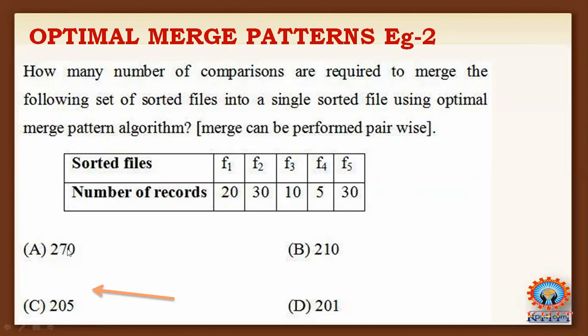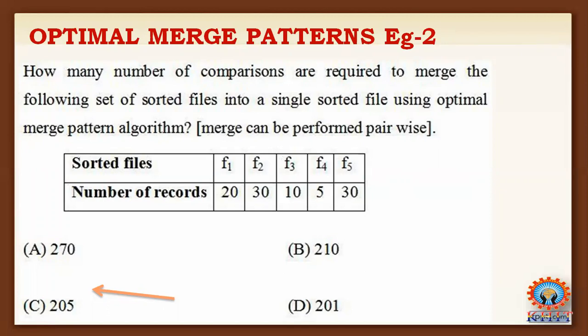270 produces a wrong answer without greedy, and 210 with greedy also produces the wrong answer. We will get the optimal solution: 205 comparisons are required if we apply the optimal binary merge pattern technique to the given problem. So in this way we can solve the problem. Very important problem. In GATE 2020, this problem was given.